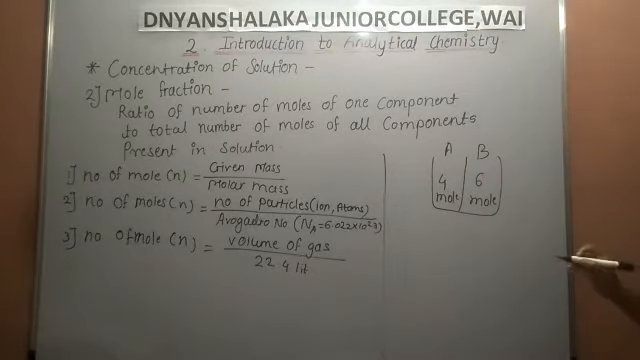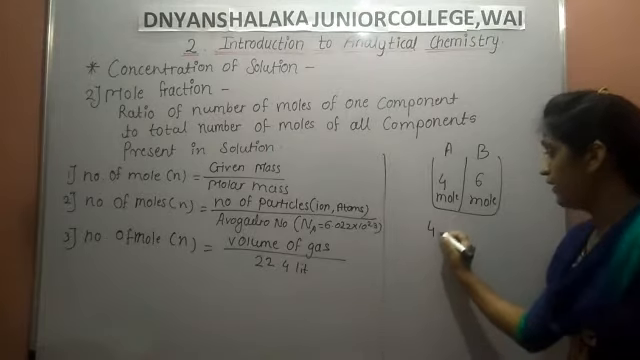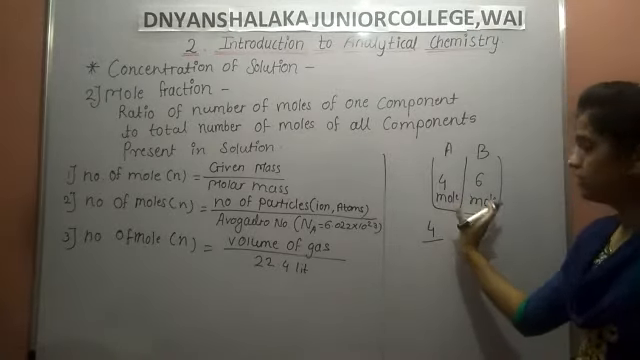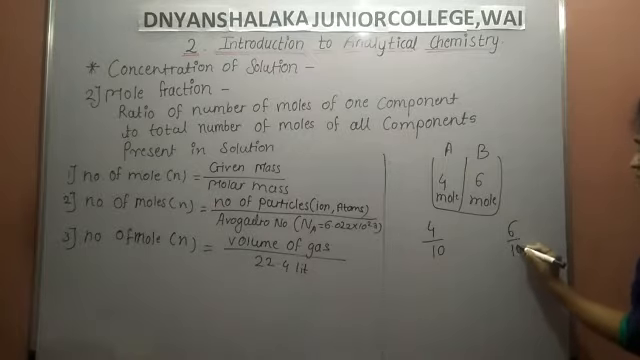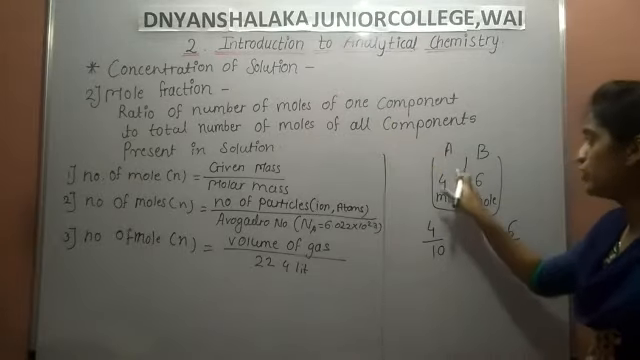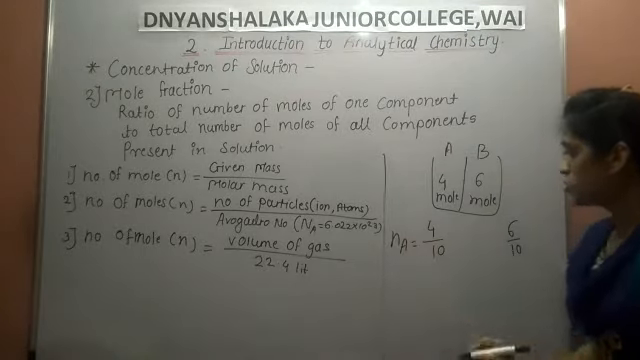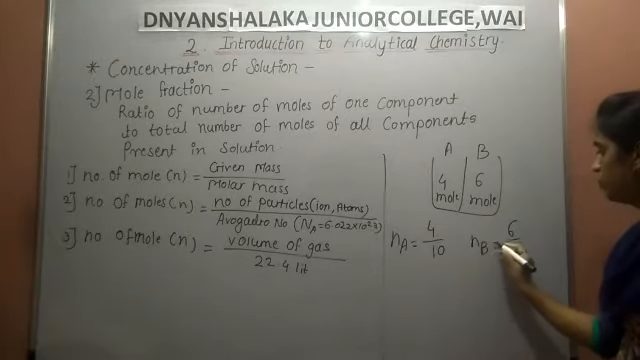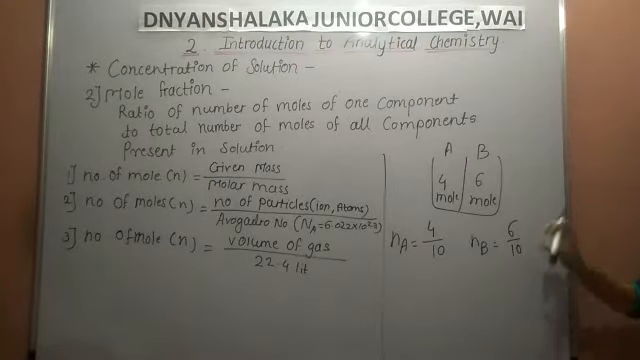Similarly for mole fraction, here the moles are 4 + 6, so the total is 10. First we calculate for A component: 4 moles divided by total moles, so the ratio 4:10 is the proportion we get. And for the second, 6/10. So below we put the total moles and above the number of moles of one component. Suppose I consider A component, this is Na, so Na ratio is 4:10 and Nb ratio is 6:10, meaning the number of moles of one component to the total number of moles of all components present in solution. This way we calculate a mole fraction.